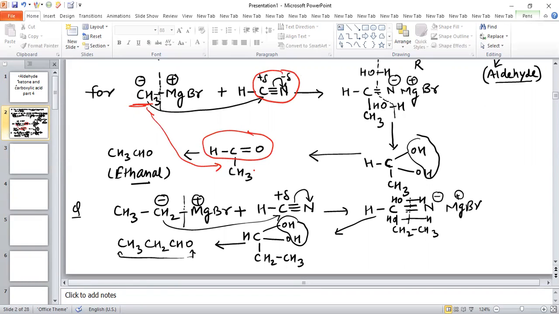Again you can see this CN group gets oxidized into CHO, and this R minus, which is CH3CH2 minus, gets attached on the carbon atom. So this product is obtained. What is the name of this product? The name of this product is basically propanal.